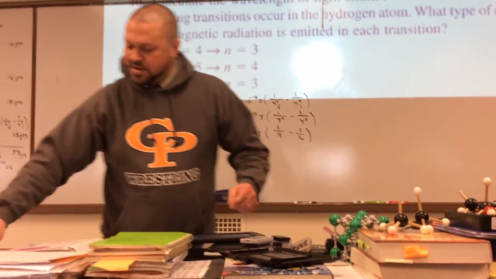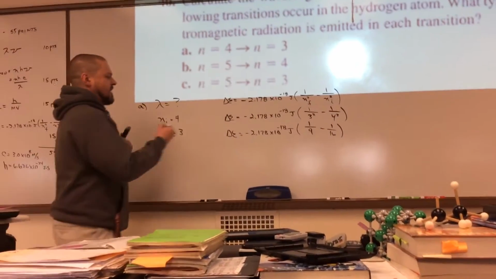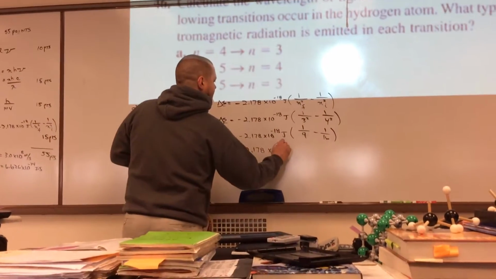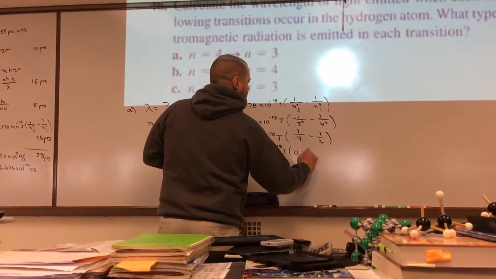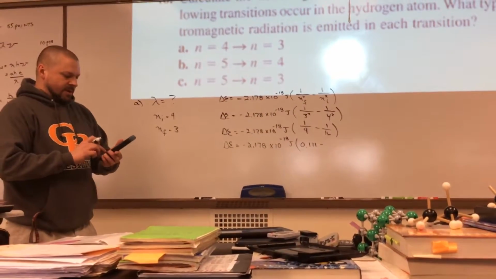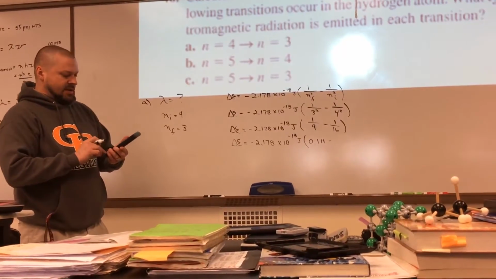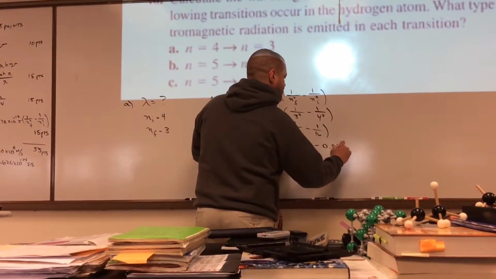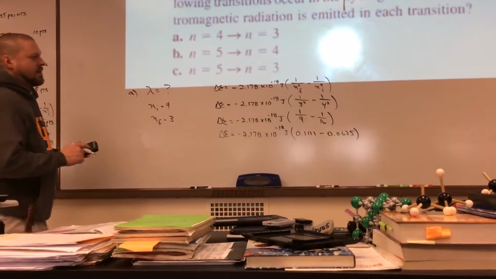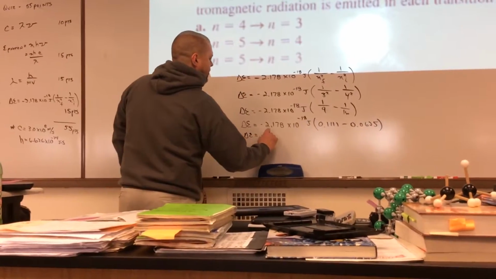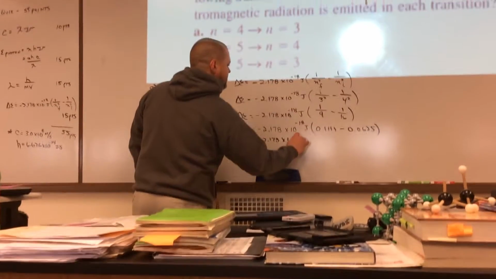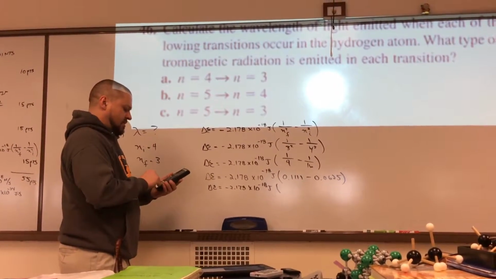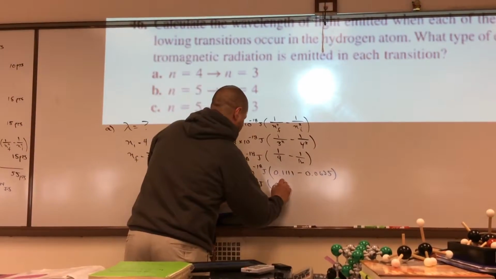Okay. So again, don't waste your time trying to get common denominators and stuff. Just divide those things out. So delta E equals negative 2.178 times 10 to the negative 18th joules times 0.111, which is 1 divided by 9. And then 1 divided by 16, that's 0.0625. So I'm going to put one more 1 in there to match up with that 0.0625. Delta E, negative 2.178 times 10 to the negative 18 joules times 0.111 minus 0.0625, which is 0.0486.